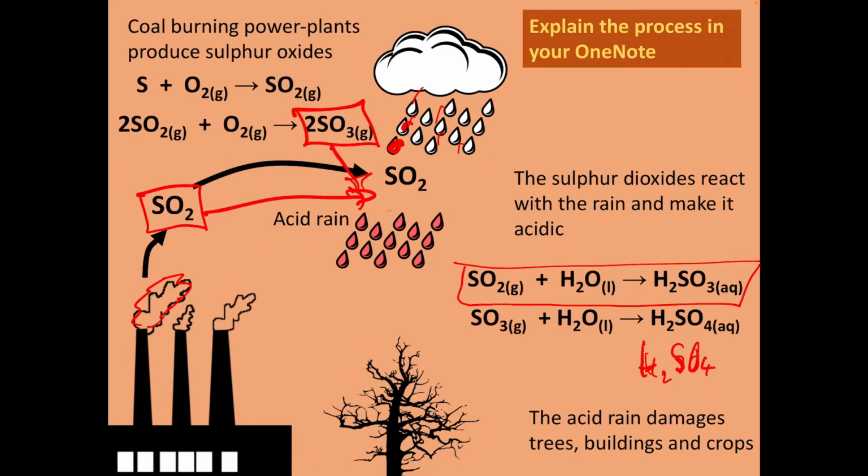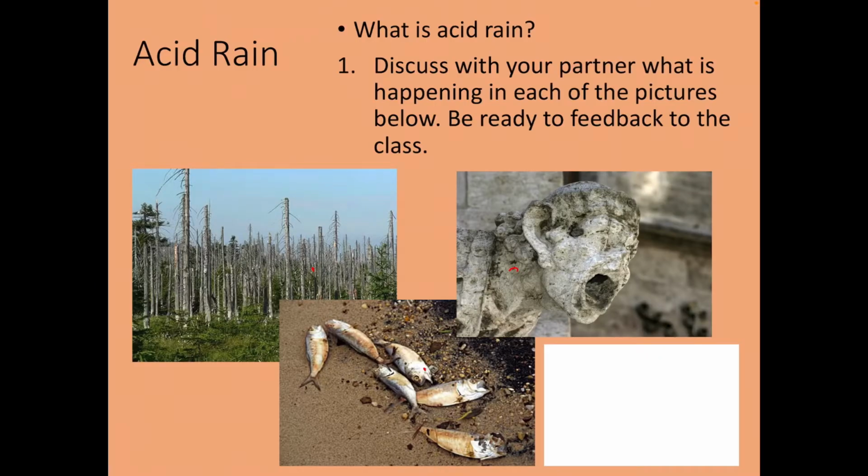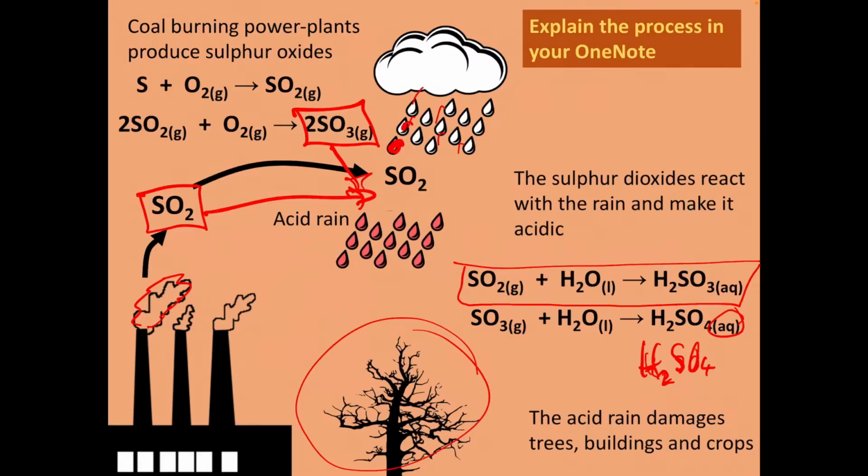Sulfuric acid, which is a type of acid, it's aqueous, it's liquid, and it falls down, and that means that the water falling from the sky is not neutral, it is slightly acidic. And that has an effect on things. It has an effect on wildlife, but it also has an effect on rocks and just the ecosystem in general.